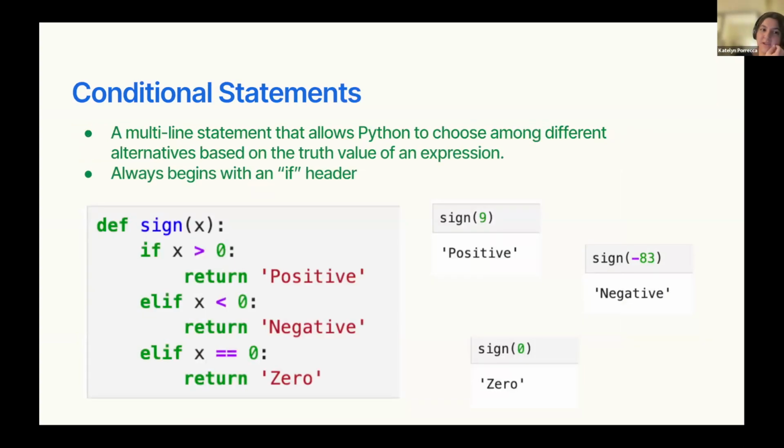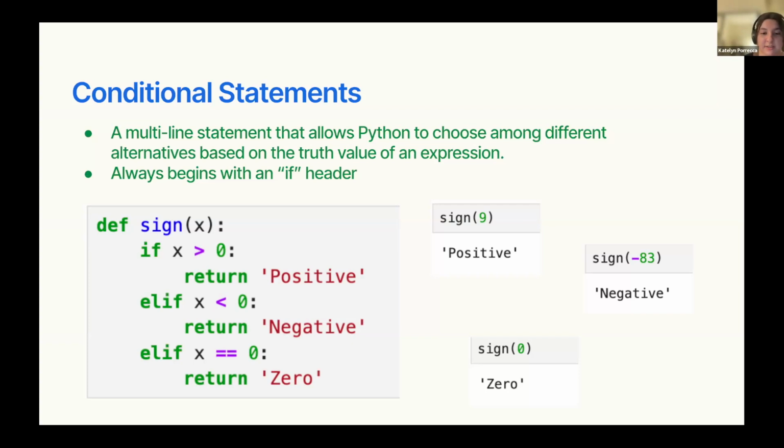One of the bigger things you'll definitely want to take note of is conditional statements. Basically, it's a multi-line statement that allows Python to choose between different alternatives based on the truth value of an expression. It's easier to show you with an example. Here I made my own conditional statement. We have our def at the beginning to create a new function, and then our name, sign, x as our placeholder, colon. And then we start with our if statement: if x is greater than 0, we return positive.